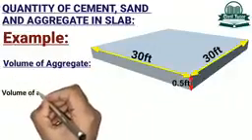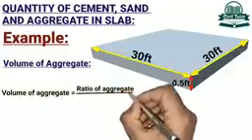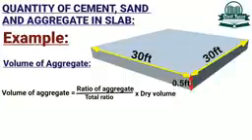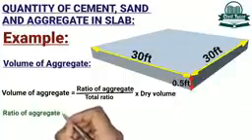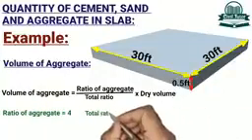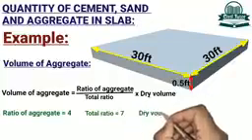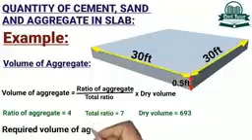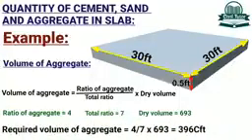The volume of aggregate is equal to ratio of aggregate divided by total ratio times dry volume of slab. While the ratio of aggregate is 4, the total ratio is 7 and the dry volume of slab is 693. So on substituting these values, we will get the required volume of aggregate equal to 396 cubic feet.